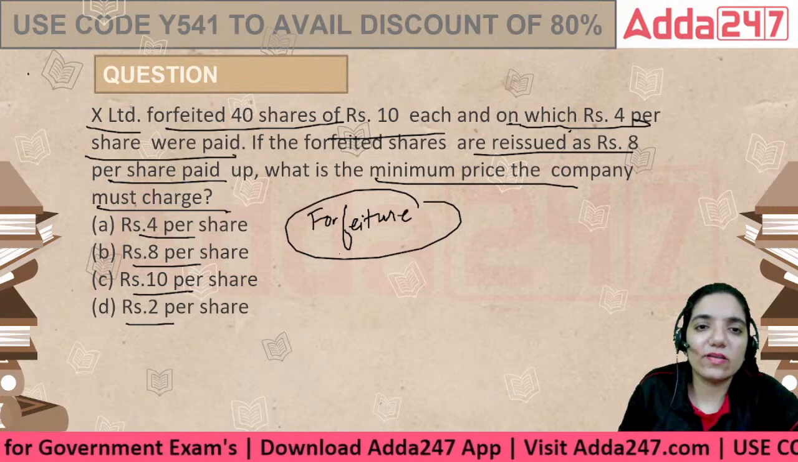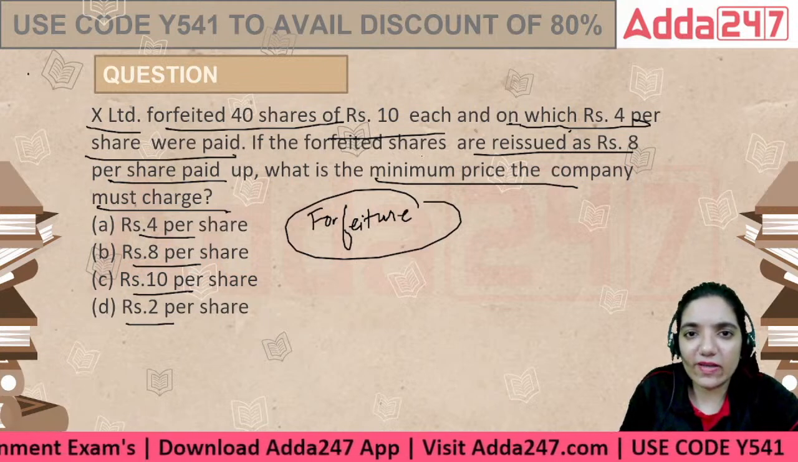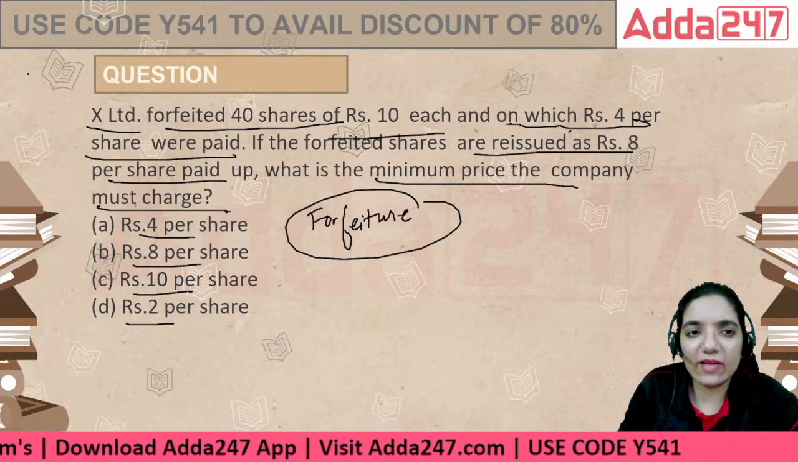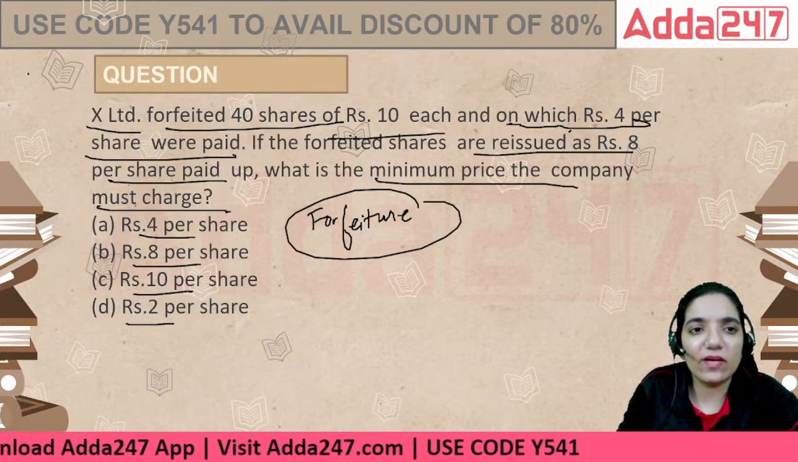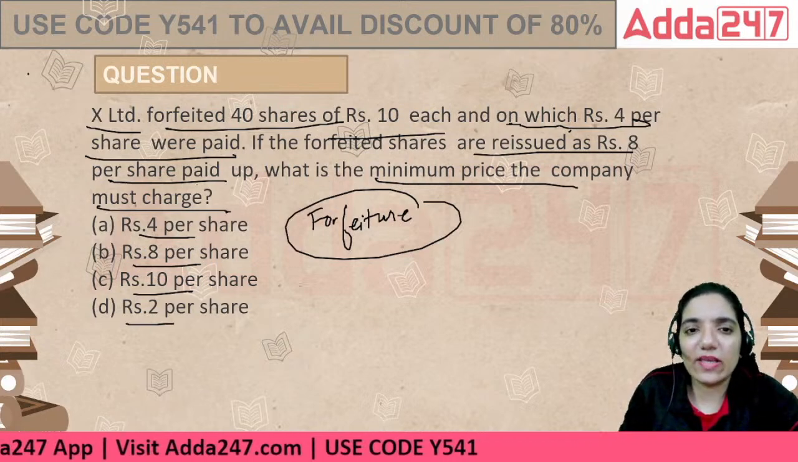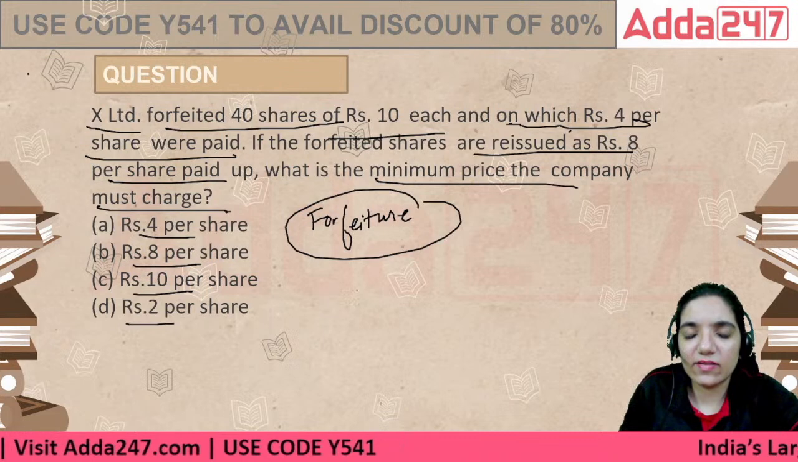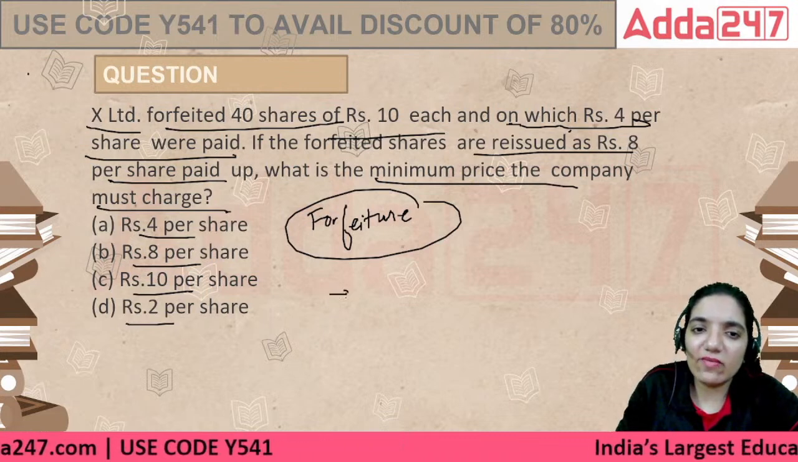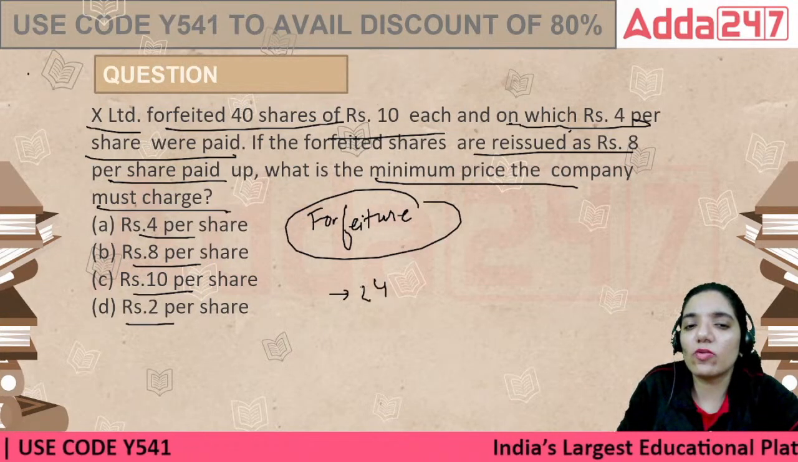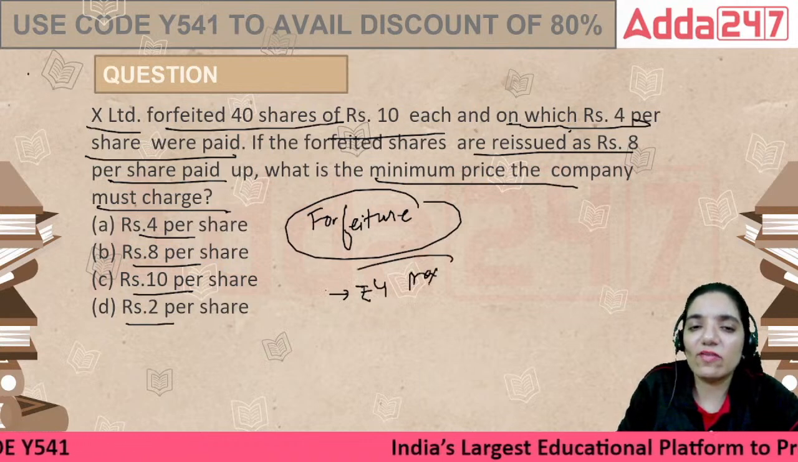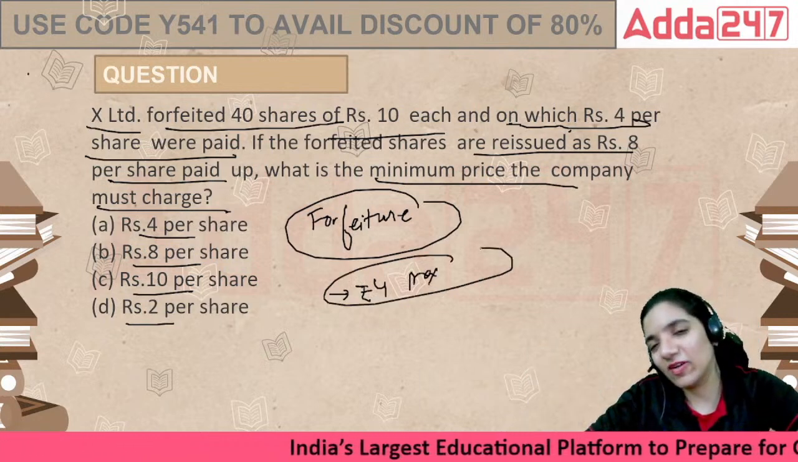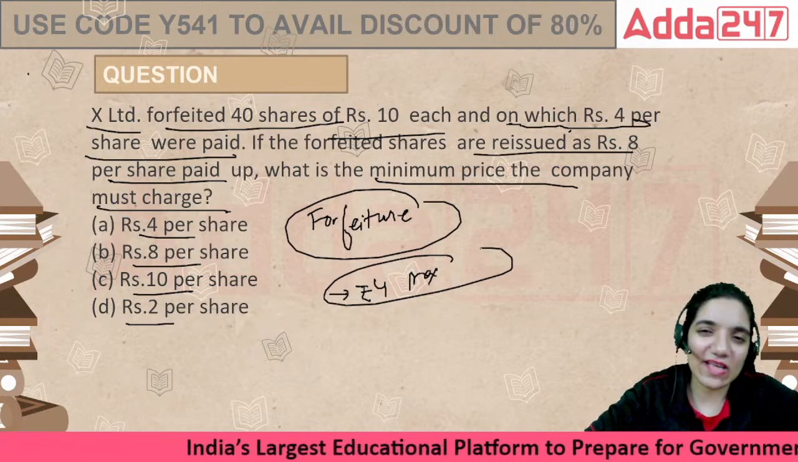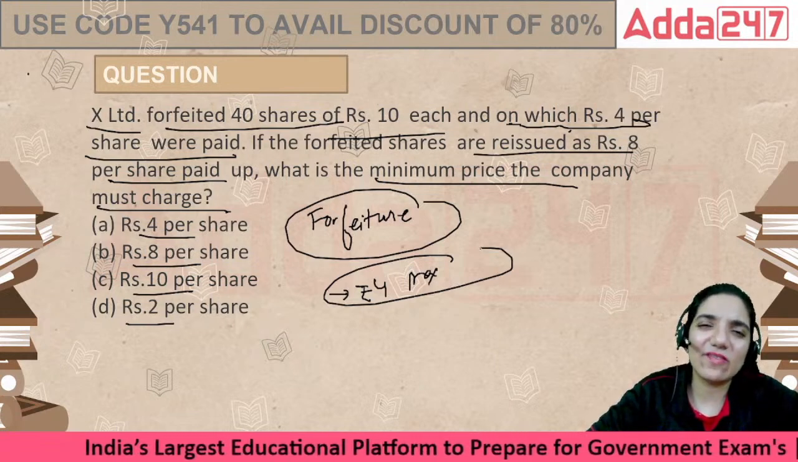Okay. See, the point is, if the forfeited shares are issued at 8 rupees per share paid up, we can give a discount of 4 rupees max. Whatever we received from the previous shareholder can be given as a discount to the next shareholder. That's why we have already received 4 now.